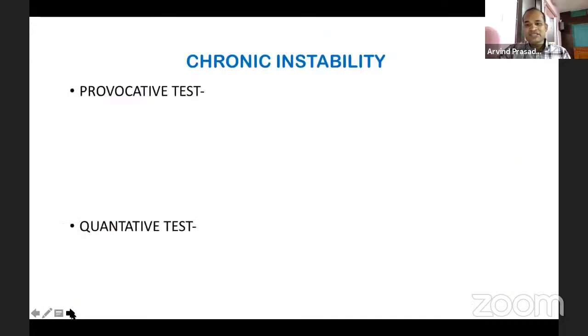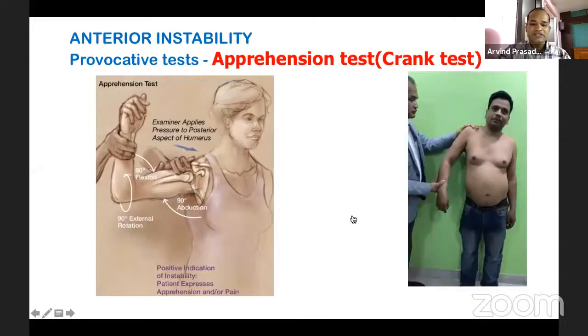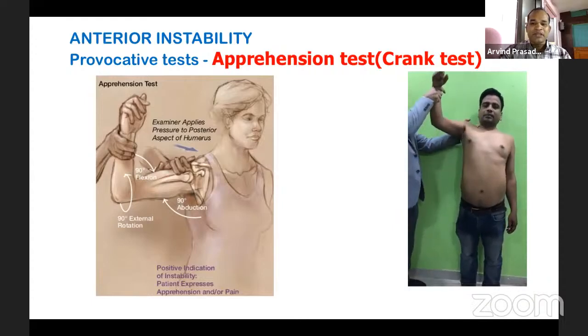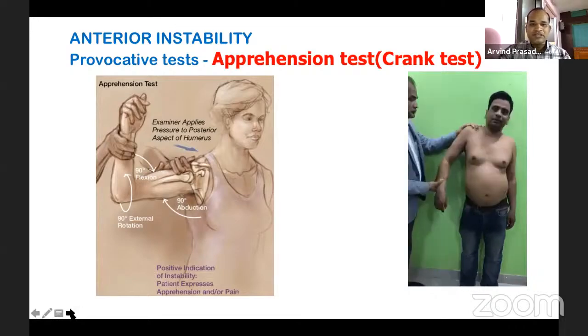The next is tests for instability, which may be provocative tests or quantitative tests. For the anterior instability, this is the apprehension test, which is done in 90 degrees of abduction with 90 degrees of flexion of the shoulder joint, and then external rotation should be performed, like in this case. And this looks for the apprehension of the patient. The patient will not allow further external rotation. So this is the apprehension test.